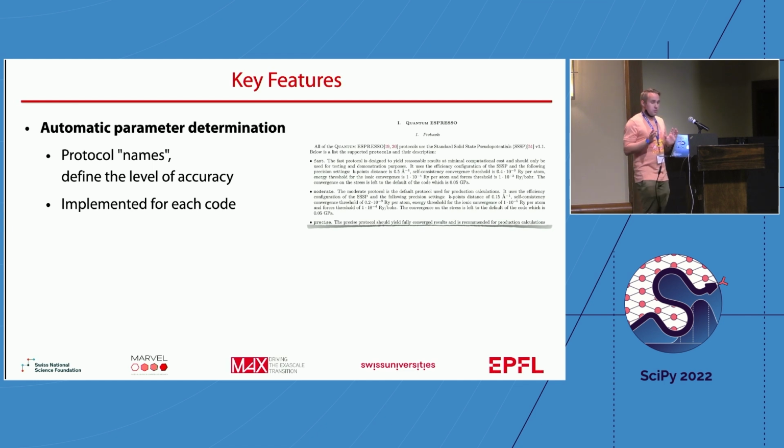So in order to determine these parameters, as opposed to defining all possible parameters for any code, we went for a practical approach. We simply define a set of protocol strings, fast, moderate, and precise, that every code will have to implement. And it's then up to the simulation code specific expert to choose such parameters, with the requirement, at least for the precise protocol, that the results should match within a certain level of precision.